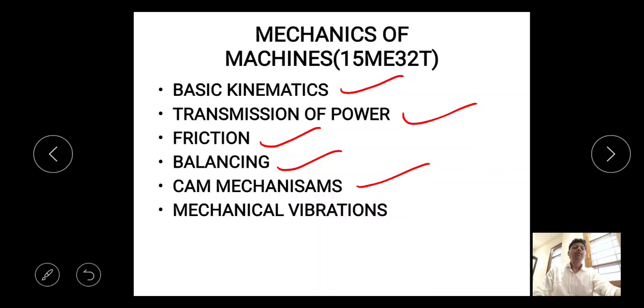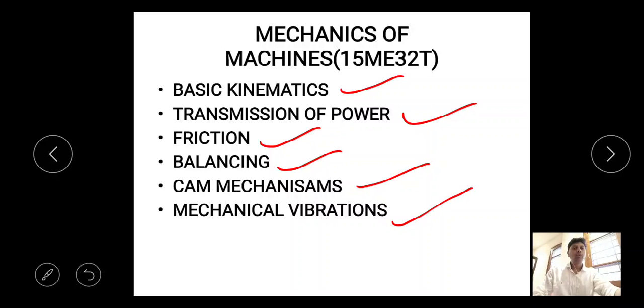The last chapter is mechanical vibration. What is vibration, we'll be studying the different terms used in vibration, how vibration affects, and how to reduce this vibration. All these things we'll be studying in this chapter.